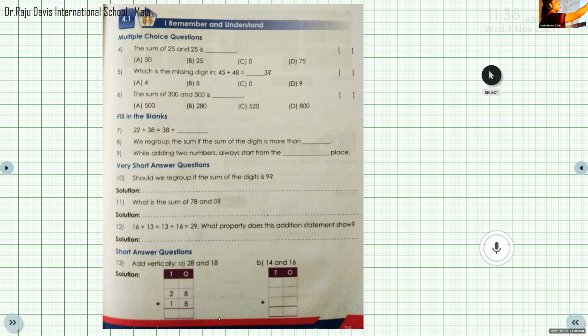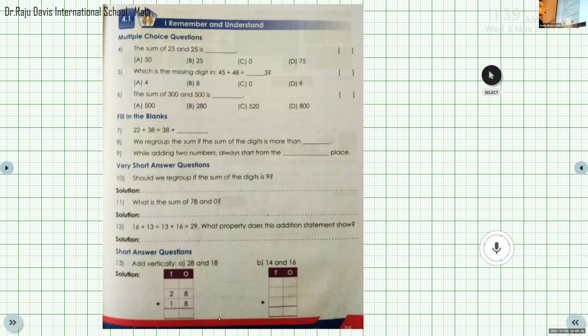Agnes Aji, please read the fourth question. The sum of 25 and 25 is dash. So what is meant by sum, everyone? Yes, the answer of addition, isn't it? The answer of addition is known as sum.